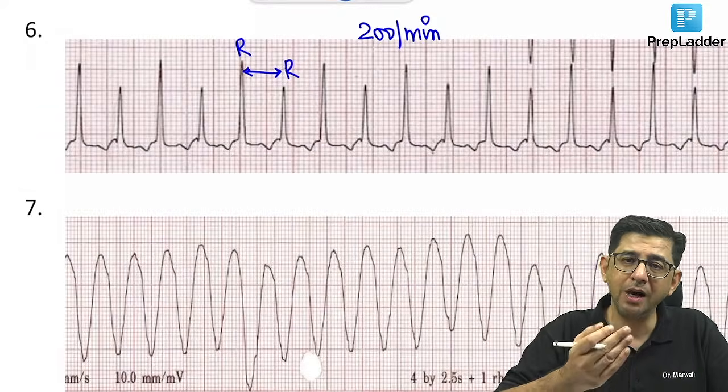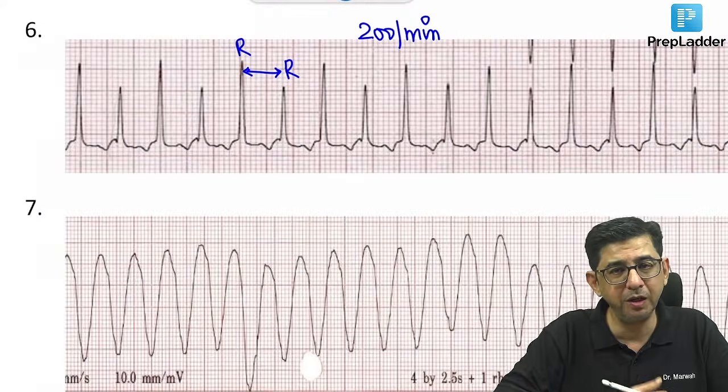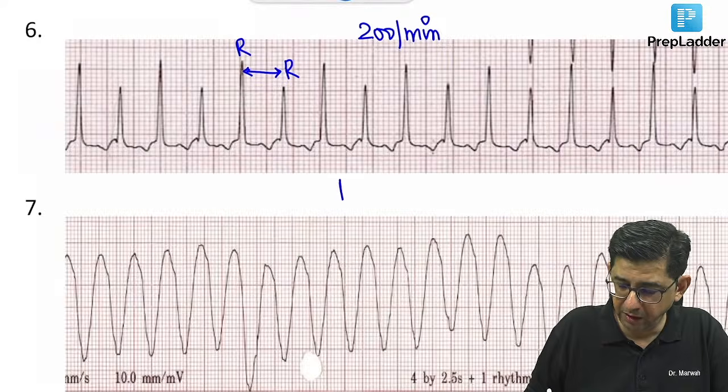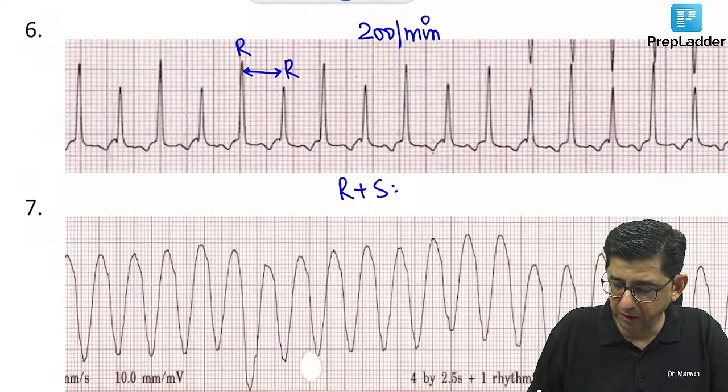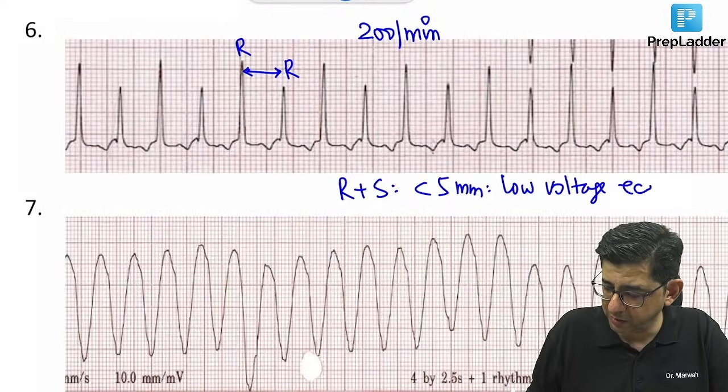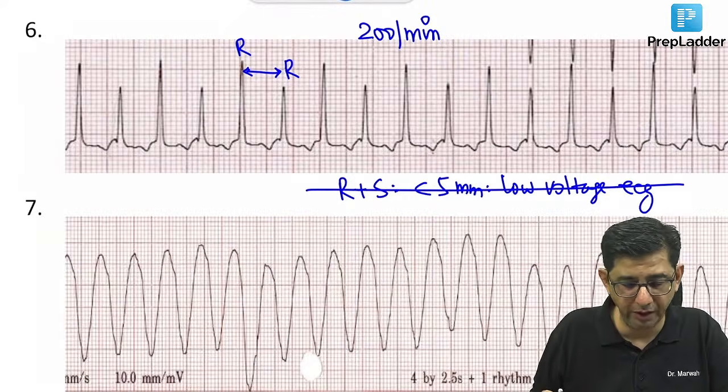The definition of low voltage is R plus S wave height summary, or R plus S should be less than 5 millimeter. I'll write it down for the convenience of everybody. Like, why is this not gonna be low voltage? Then R and S should be less than 5 millimeter for calling it a low voltage ECG, which is not present in this particular case. So I'm just writing it, putting a line over it.